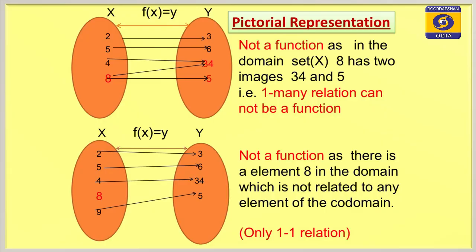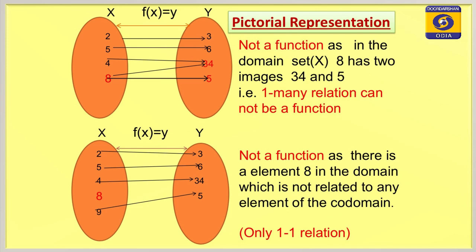There are various pictures on your screen. First case, you see that is a one many relation, because the element 8 is related to more than one element. So, that is a one many relation. One many relation will never be a function.